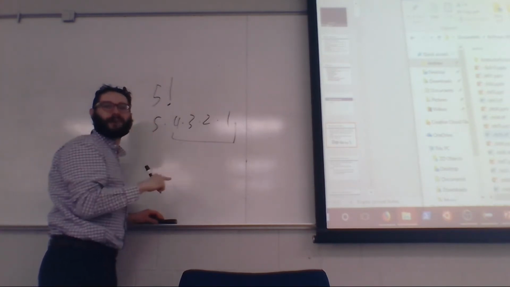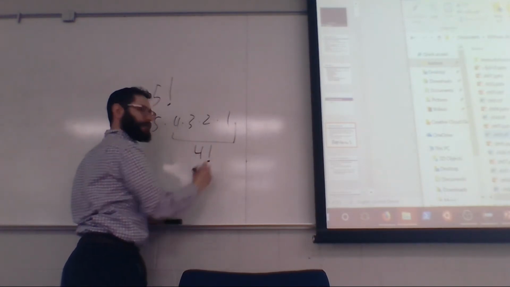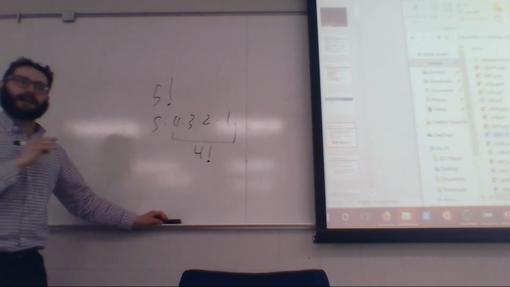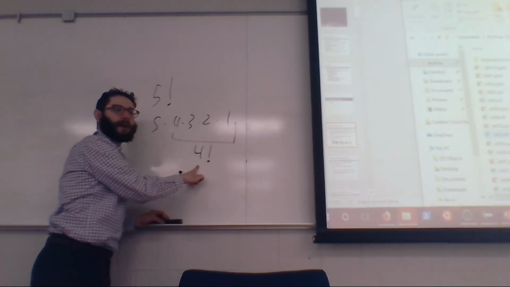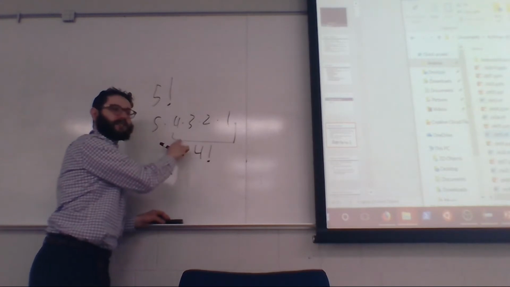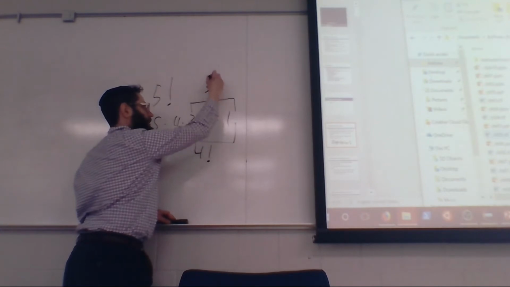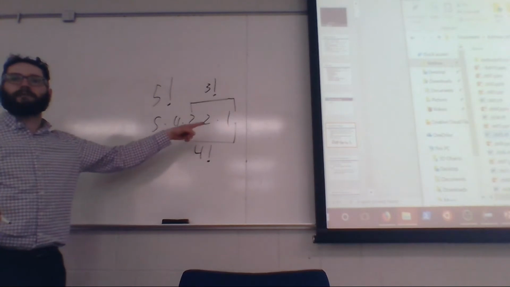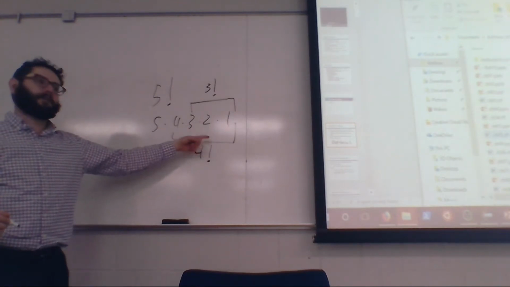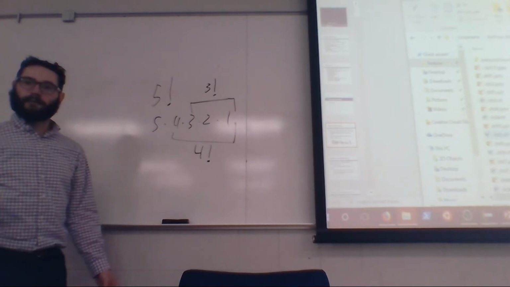What is it in terms of factorial? It is 4 factorial. This expression over here is 4 factorial, right? So we came to this realization that 5 factorial is really just 5 times a smaller factorial, 4 factorial. Okay? And 4 factorial is really just 4 times a smaller factorial. It's 4 times 3 factorial, right? And 3 factorial is just 3 times 2 factorial. And 2 factorial is just 2 times 1 factorial. And 1 factorial is 1, right?